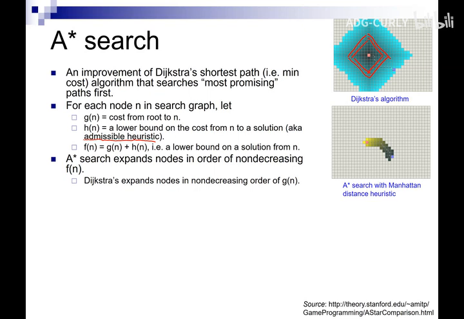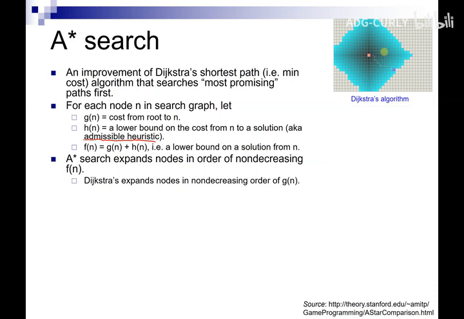More concretely, A-star search is going to have these three parts to it. For each node, we're going to compute a g of n, which is the cost from the root to that node. For example, if you have a node over here, then g of n is just going to be the cost to that node, so it's going to be the length of this path.